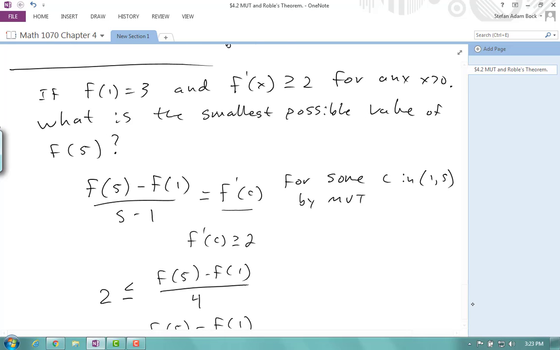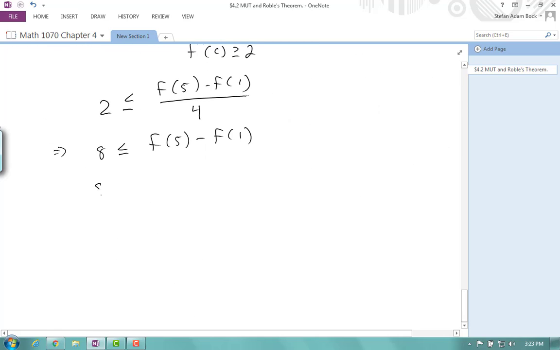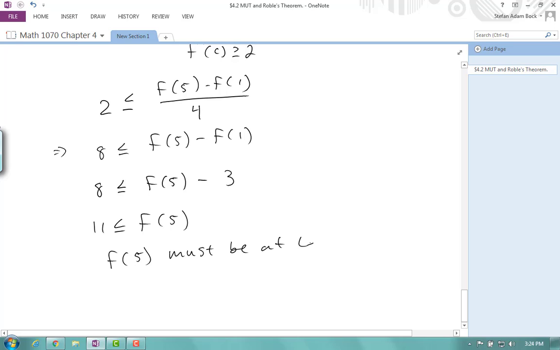But I know that f of 1 is equal to 3. So I can replace that. I can say 8 is less than or equal to f of 5 minus 3. And I can solve for f of 5. Let's add this first. 8 plus 3 is 11. 11 is less than or equal to f of 5, which means f of 5 is greater than or equal to 11, or f of 5 must be at least 11. Which says that 11 is the minimum possible value for f of 5.